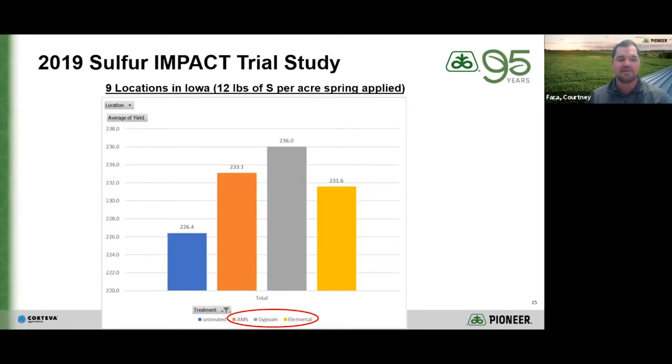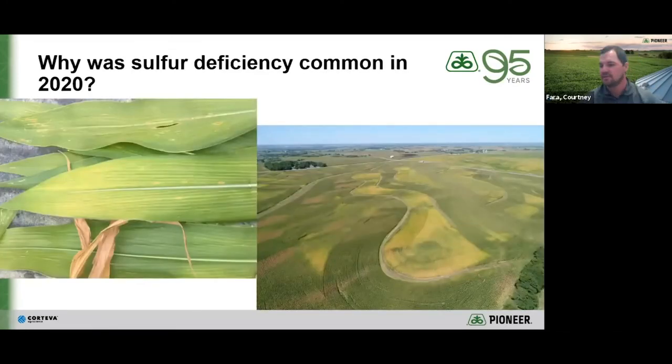Now, we didn't see as good of a yield response with the elemental sulfur, and there's a lot of different biological things that go into availability of elemental sulfur. So you can see a little stronger correlation to some of those readily available nutrient sources. But basically what this did was confirm the proof of concept that we need to apply sulfur year in and year out. So what does sulfur deficiency look like?